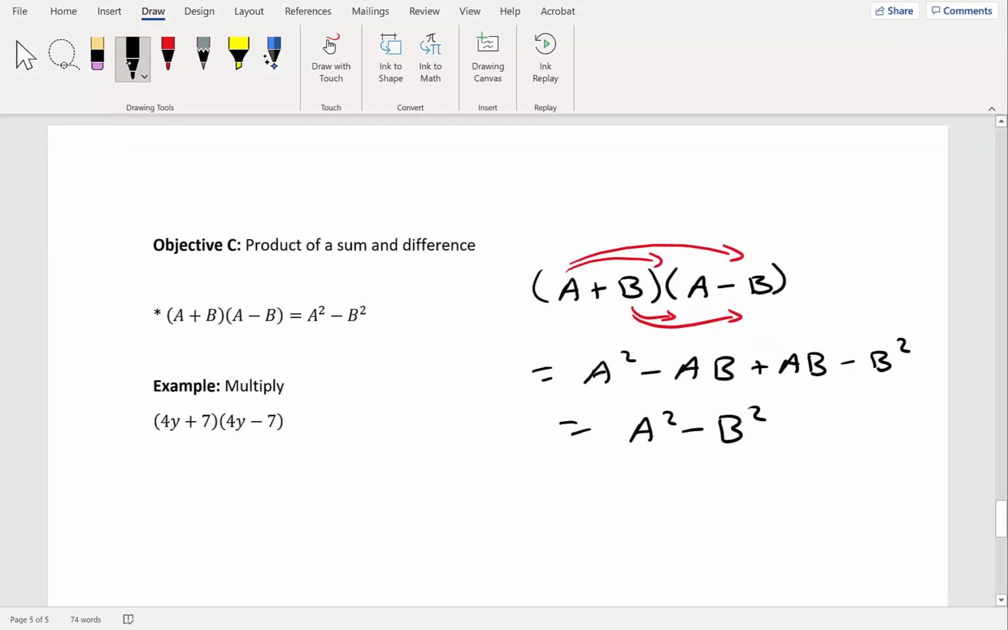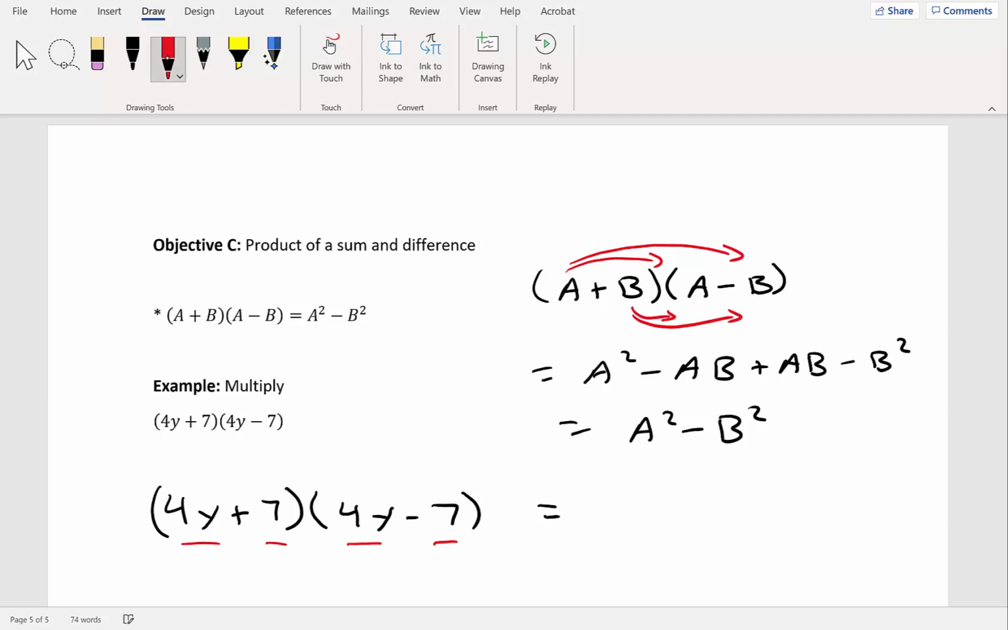Okay. So let's take a look at this first example. With the first example, let's go ahead and use the formula for it. And then the next example after that, I'll show you the other way that you can do it. So you have 4y plus 7 times 4y minus 7. Notice our terms are the same here. We have a 4y and a 4y, and we have a 7 and a 7. But the only difference is that the first one is plus, and the second one is minus.